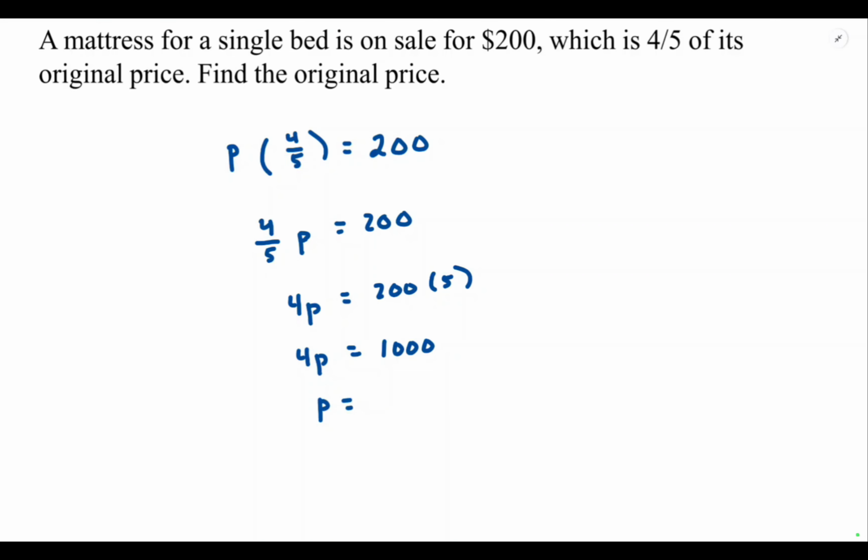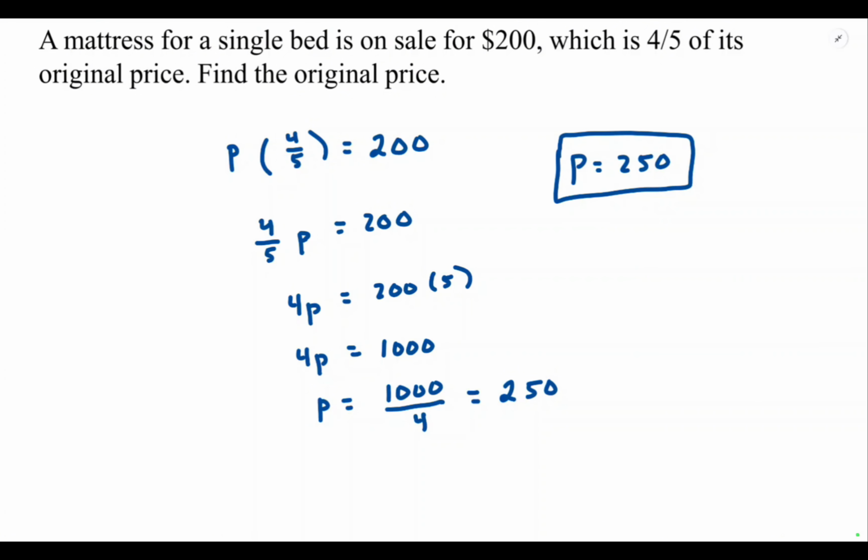Then we have P is equal to 1,000 divided by 4. So if we do 1,000 divided by 4, what is that? How much money did it cost? $250. So the original price was $250. So P was equal to $250.